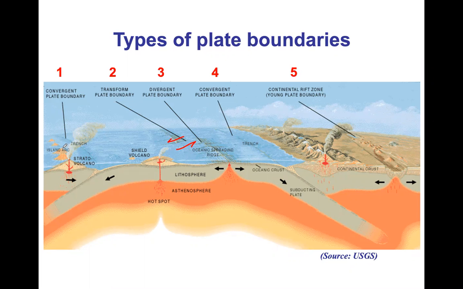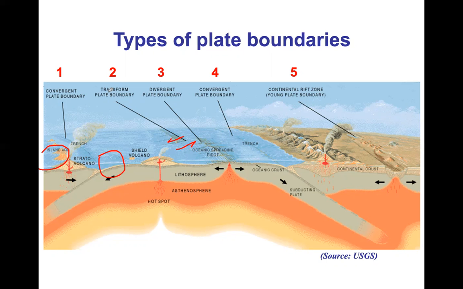Right. Number one is the convergent plate boundary, where two plates are moving towards each other. So that is what you call the convergence. So two plates are moving. In this case, this plate is also an oceanic plate, and this plate is also an oceanic plate. Okay, two plates are moving together. That is convergence.